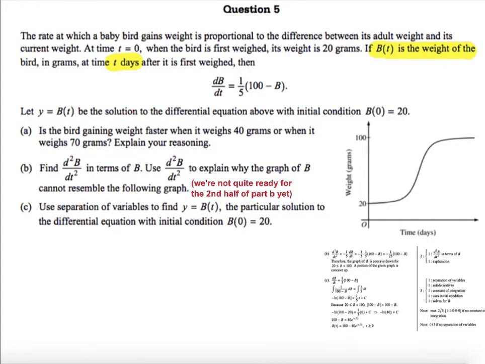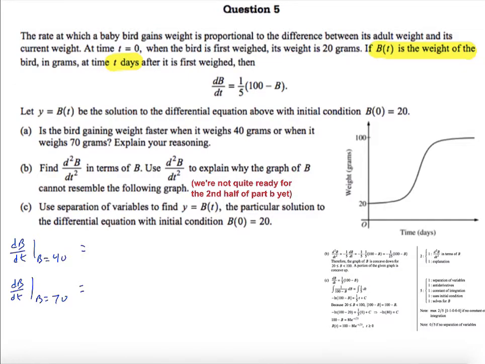Okay, so we're going to look at parts A and C. We'll skip over part B. Maybe we'll come back to it later in the year. Is the bird gaining weight faster when it weighs 40 grams or when it weighs 70 grams? Well, it's asking us for two things right now. If we want to know whether the bird is gaining weight faster at one moment or the other, we just want to know at what rate is the bird gaining weight at each of those times. It is asking us for dB/dt evaluated at B equals 40 and dB/dt evaluated at B equals 70. That's what it's asking us.